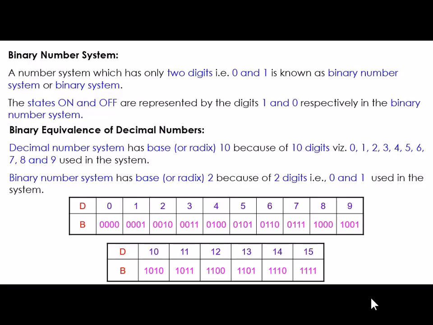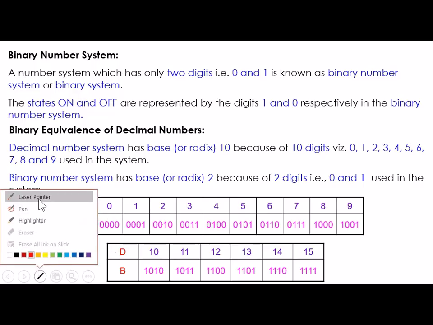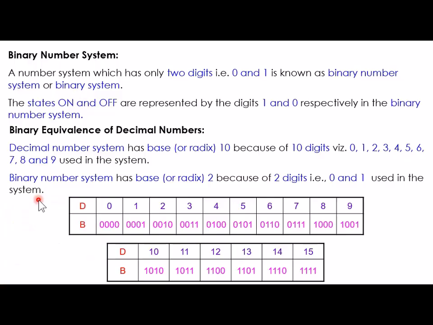For example, if the decimal number is 0, then in binary form it can be represented as 0000, as shown in this table, first one. If the decimal number is 1, then in the binary system that can be represented as 0001. If the decimal number is 2, the binary number is 0010. Like that, if the decimal number is 9, the binary number is 1001. So you can see that all these decimal numbers can be represented by binary numbers.